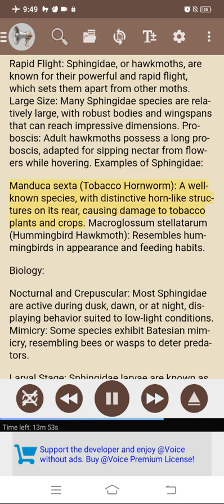Examples of Sphingidae. Manduca sexta, tobacco hornworm, a well-known species with a distinctive horn-like structure on its rear, causing damage to tobacco plants and crops. Macroglossum stellatarum, hummingbird hawk moth, resembles hummingbirds in appearance and feeding habits.